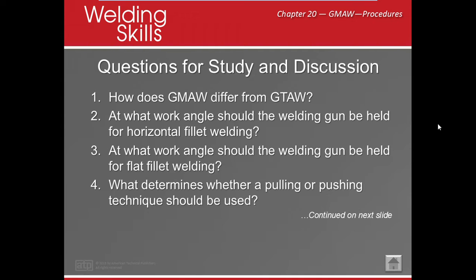So, how does MIG differ from TIG? Well, MIG was developed to increase the speed at which we could deposit metal. MIG differs from TIG by the speed of deposition rate. There's no flux, and there's spatter that's produced. There's also deeper penetration. Okay?